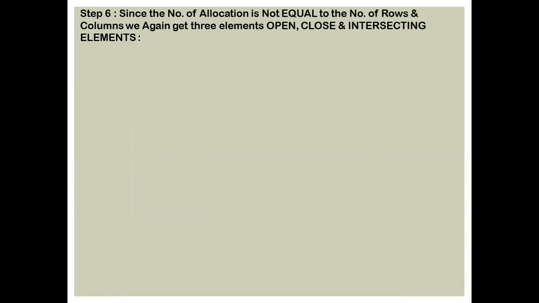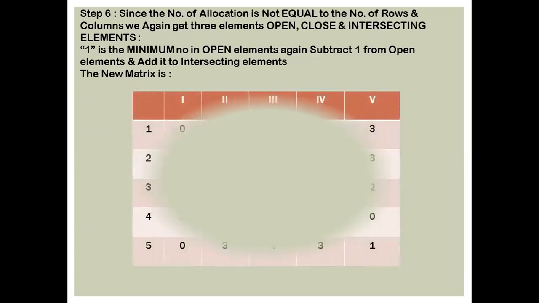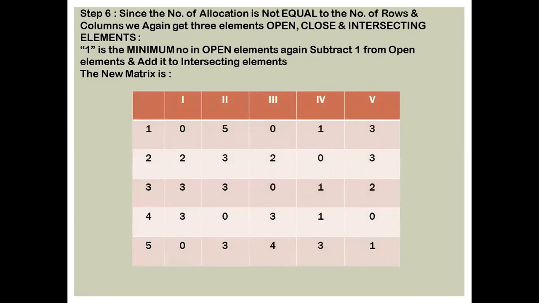Since the number of allocations is not equal to the number of rows and columns, we again get 3 elements: open, close and intersecting elements. So once again, if we go through the matrix, 1 will be the minimum number in the open elements. So we'll be subtracting 1 from the open elements and adding it to the intersecting elements.